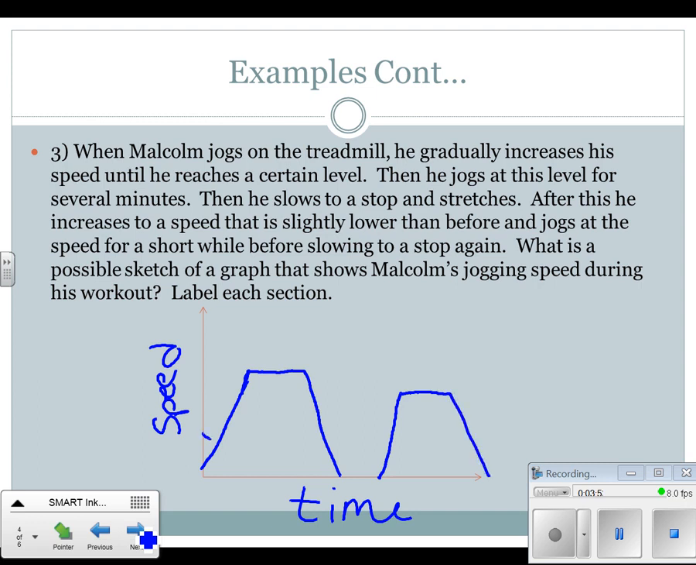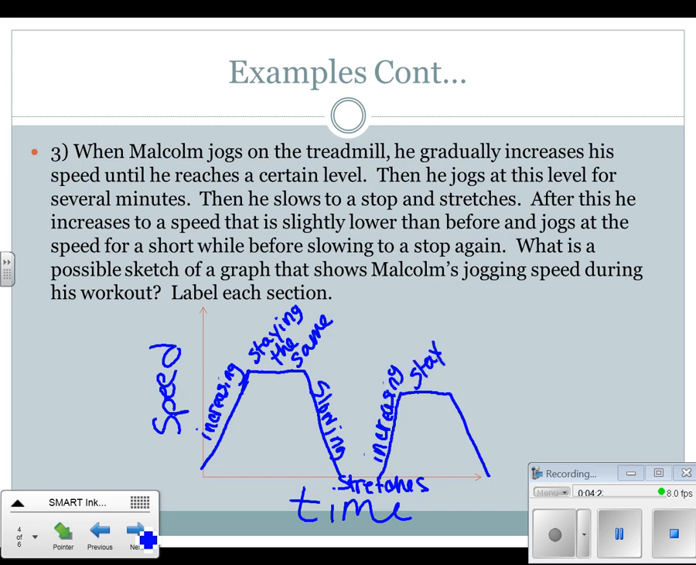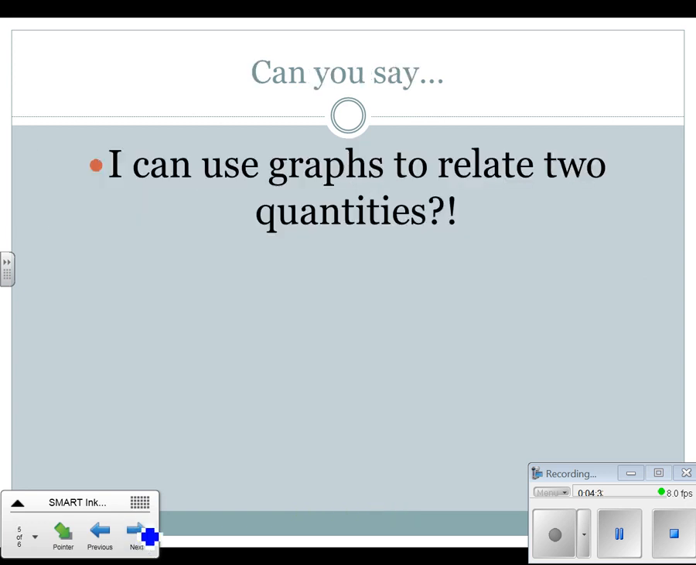So this is where he's increasing speed, staying the same, slowing down to a stop, where he then stretches. And then it repeats again, increasing his speed. We're then staying the same, but notice it's not as high as it was before because he's not going as fast. And then once again slowing down to a stop. And then probably to get some water.